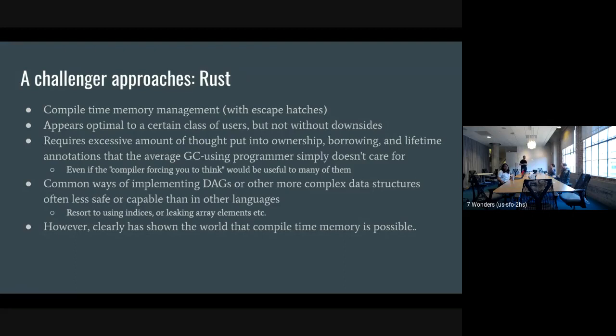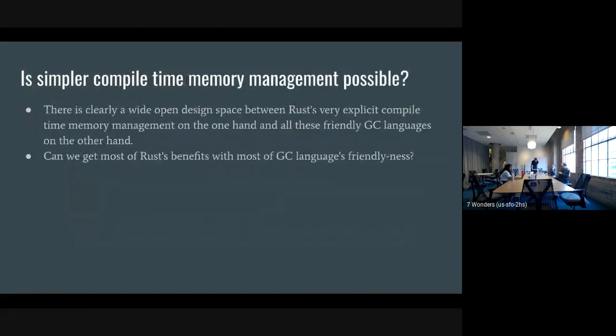So, there are downsides there. But I think the important thing to take away from Rust is that it has demonstrated that it is viable to have compile time memory management. So compile time memory management, thanks to Rust, is a thing. So now we can start thinking about how we can potentially do better. So of course, that's what I want to talk about.